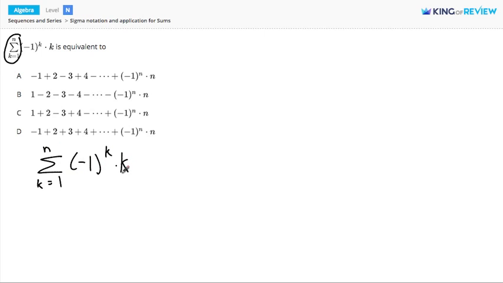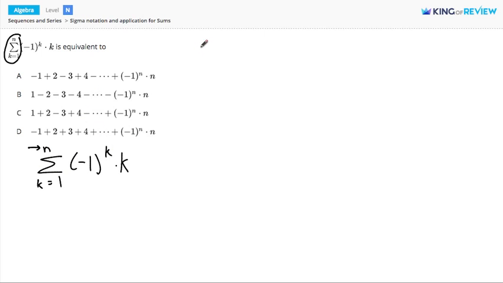Well, looking across these answer choices, I notice that they all have the same final term, and this final term is what you get just by plugging in n for k. We know that makes sense because n is the final number, according to our sum notation, that we're going to plug in for k. But the first four terms are all a little different in each of these answer choices. So let's start plugging some things in for k.